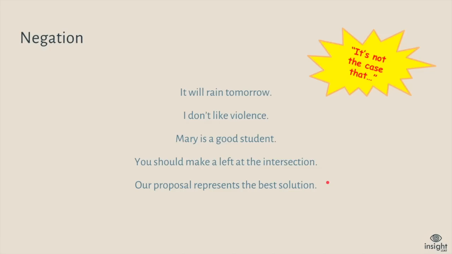Again, our proposal represents the best solution. The correct way to negate this is to say it's not the case that our proposal represents the best solution. Because if you just try to eye it, you might say our proposal represents the worst solution, which would be too far, too extreme, right? Just because it's not the case that our proposal represents the best solution, that doesn't mean that it represents the worst solution. It might represent an okay solution. It might represent a pretty good solution, but there's another one that's better. It may represent a pretty bad solution, or it might represent the worst solution. But we don't want to have any of the other of those options as the negation. We just want to say it's not the case that our proposal represents the best solution.